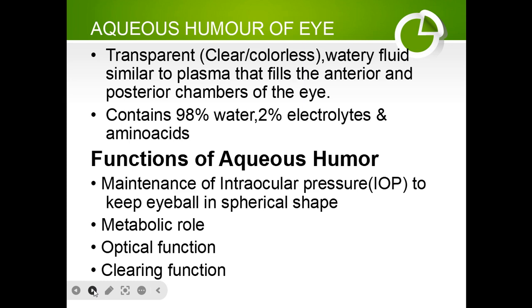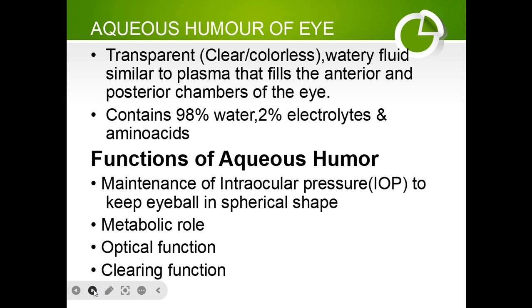It is a transparent, clear, colorless, watery fluid similar to plasma that fills the anterior and posterior chambers of the eye. It contains 98% water, 2% electrolytes and amino acids. What are the functions of aqueous humor? It maintains the intraocular pressure, that is IOP, to keep the eyeball in spherical shape.